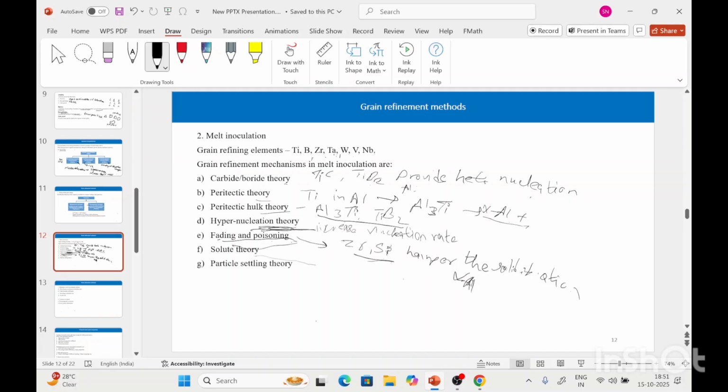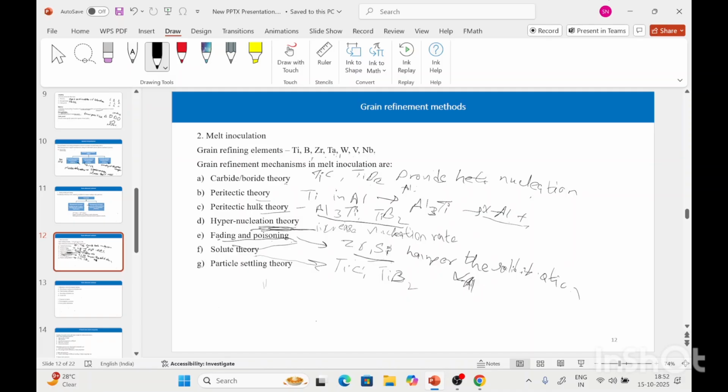Then the solute theory means this titanium and carbide, titanium boride, helps in the heterogeneous nucleation in the aluminum alloy.